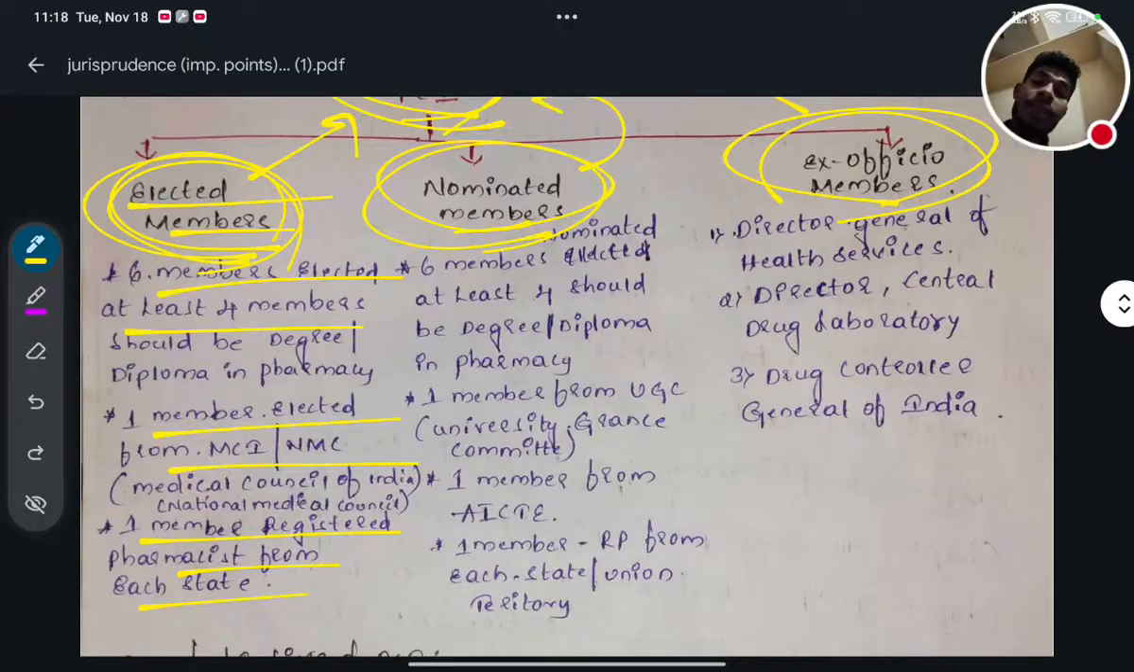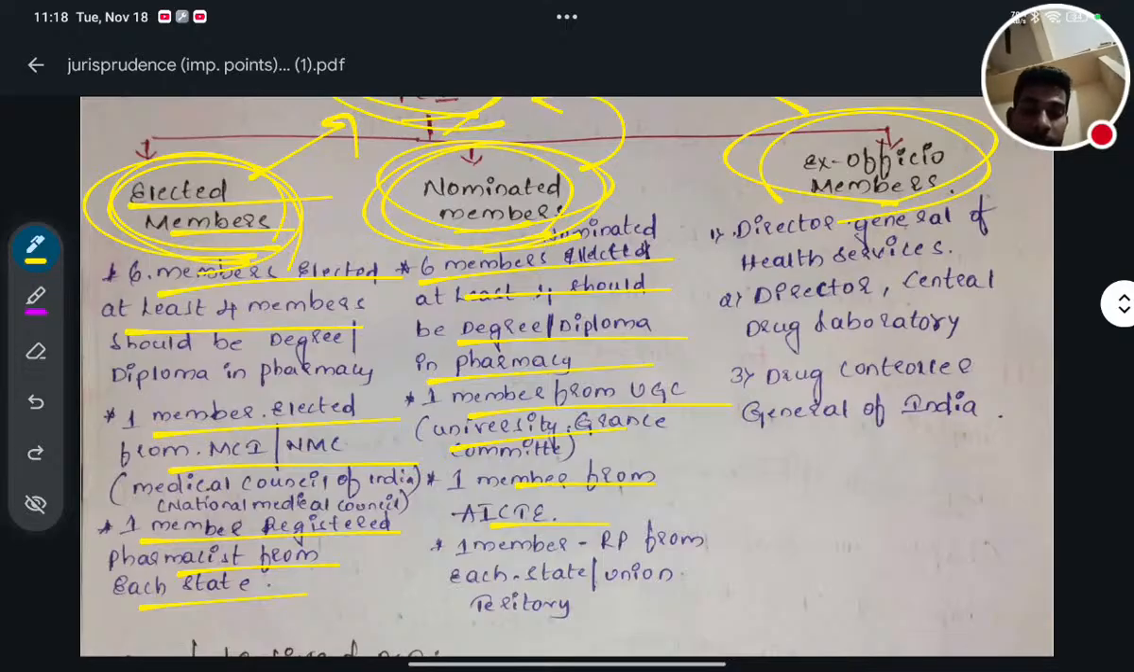After that you will get nominated members. In nominated members, the first 6 nominated members, at least 4 should have a degree or diploma in pharmacy. 1 member should be from the UGC, the University Grants Committee, and 1 member from AICTE. 1 registered pharmacist member from each state or union territory.